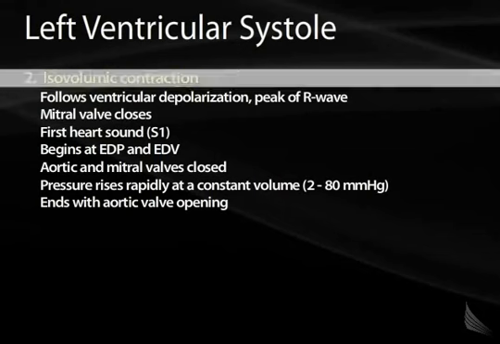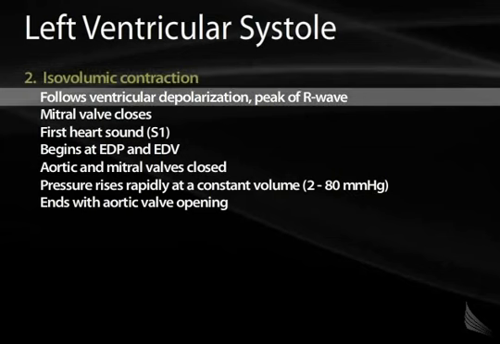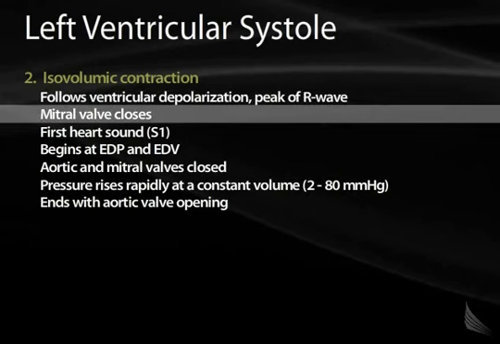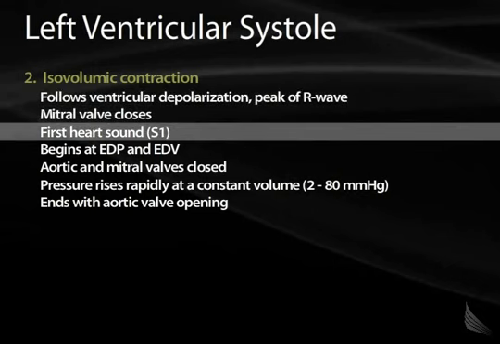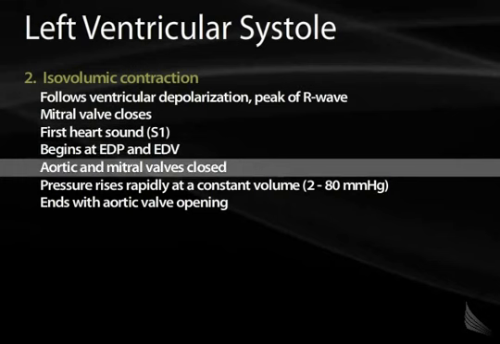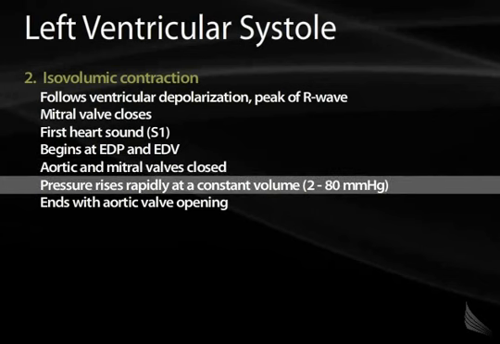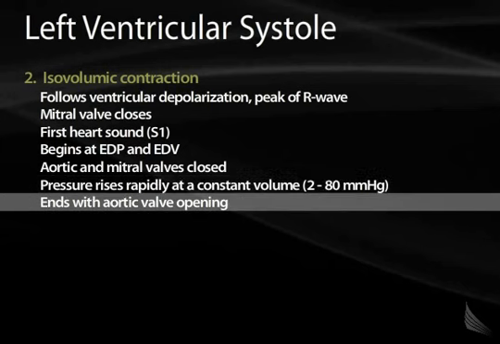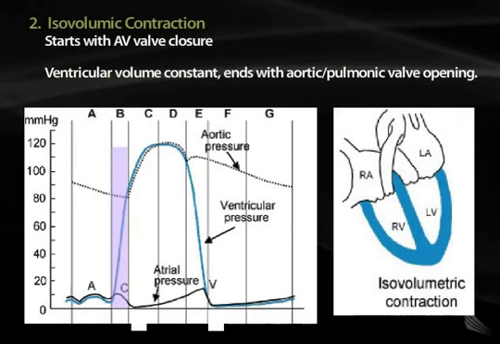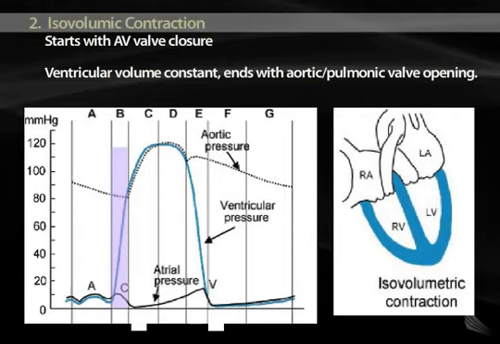The next section, isovolumic contraction, occurs immediately after atrial systole, and it follows ventricular depolarization. The mitral valve closes, and the first heart sound occurs. Because the aortic and mitral valves are closed during isovolumic contraction, the volume of the left ventricle stays the same. The pressure, however, rises rapidly. Isovolumic contraction ends with the opening of the aortic valve. This is considered to be part of systole. You can see here in this diagram, in the section marked B, isovolumic contraction.